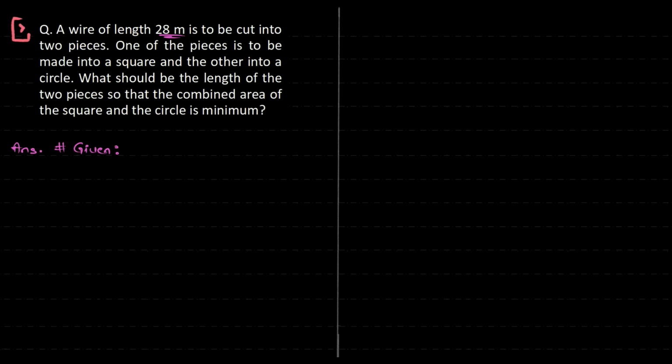A wire of length 28 meters. Okay, so what do we do with that? It's cut into two pieces. One of the pieces is to be made into a square, and the other into a circle. What should be the length of the two pieces so that the combined area of the square and the circle is minimum? So this is your optimization question.